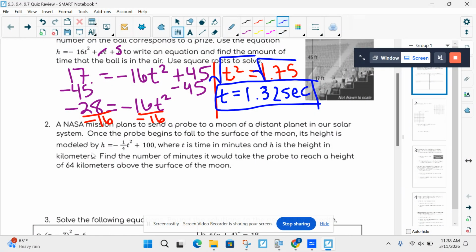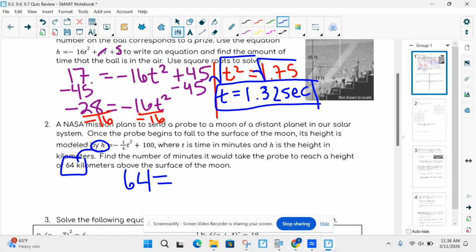All right, so this question, you can do on your own. Basically, the same idea: NASA drops the probe to the moon, and instead of finding the time that the probe lands on the moon, you're finding the time that the probe reaches a height of 64 kilometers above the moon. So you set that equal to your H. Maybe I'll help you set up the equation. So 64 equals the rest of the equation, and then you solve for t in the same way.